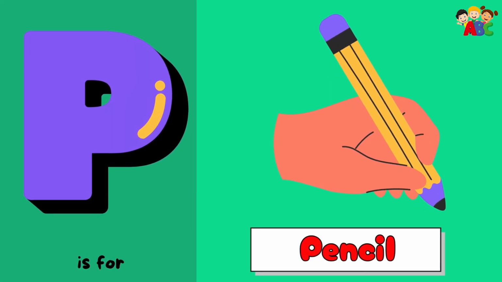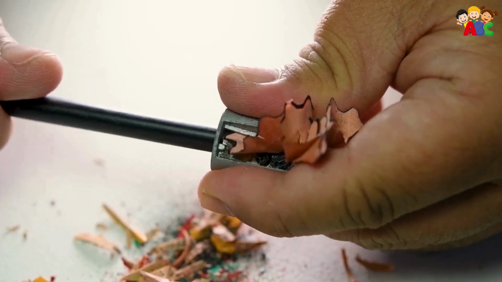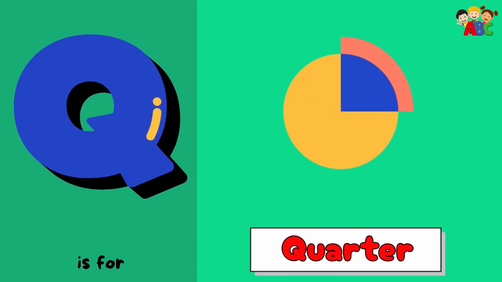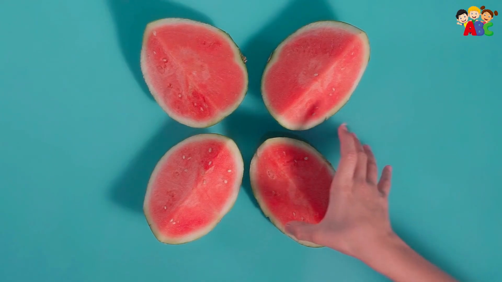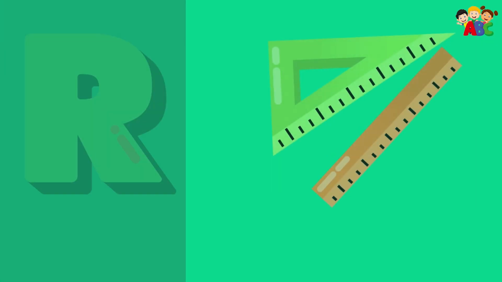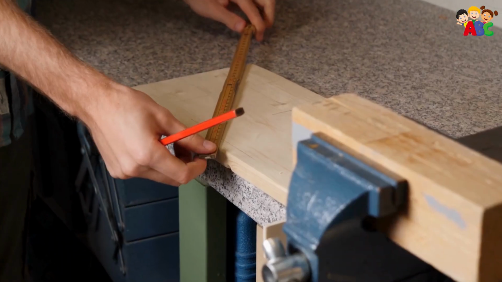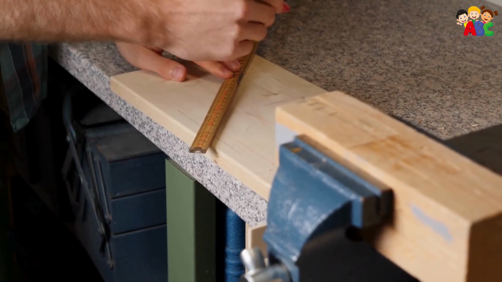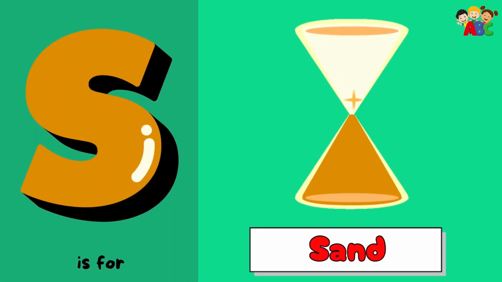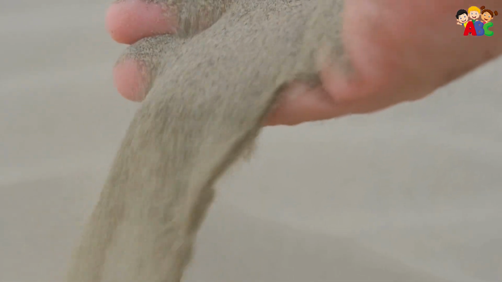P for pencil. Q for quarter. R for ruler. S for sand.